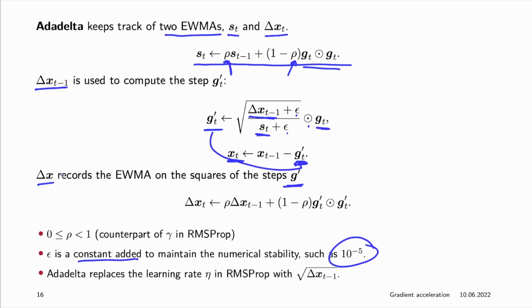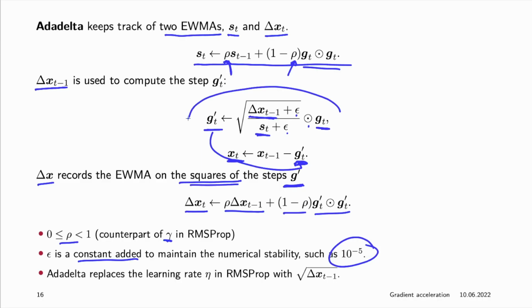And delta x is now an exponentially weighted moving average on the squares of these update steps g prime. Delta x t is rho times delta x t minus 1 plus 1 minus rho times the square of g prime at time point t. Rho here is a counterpart to gamma in RMSProp.